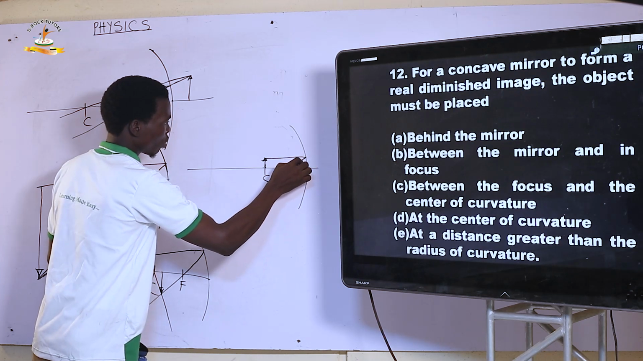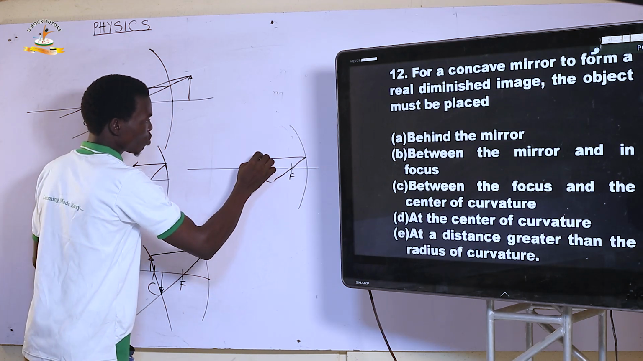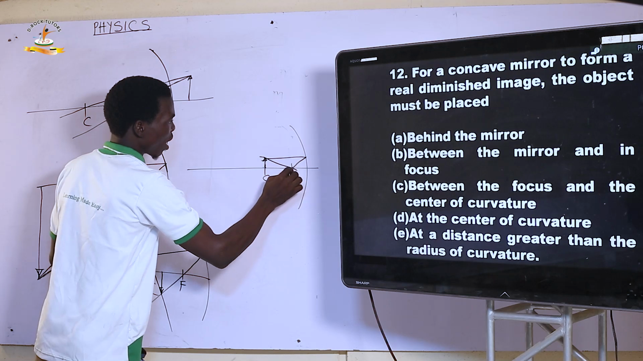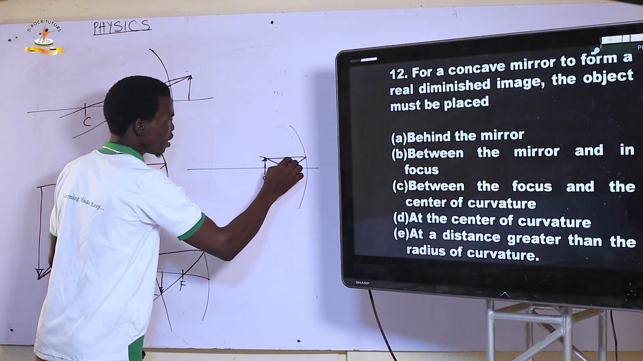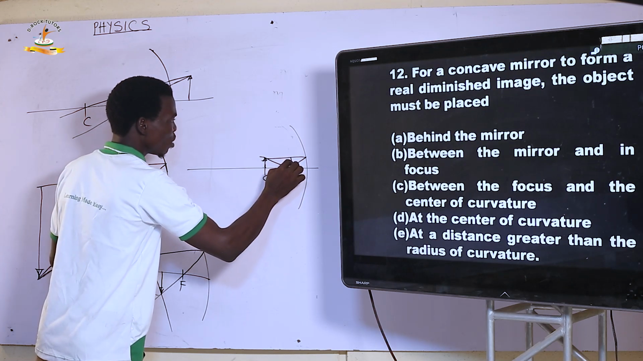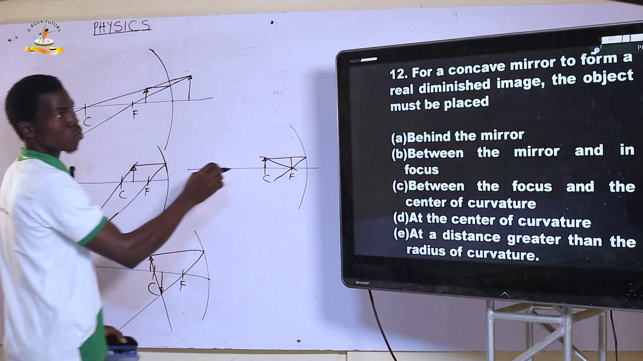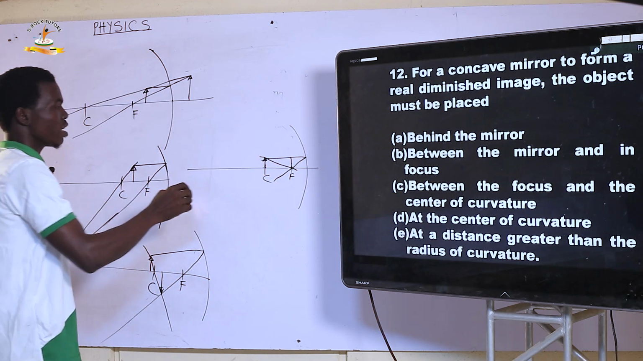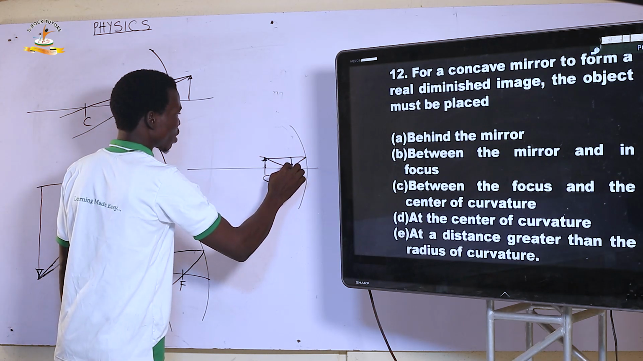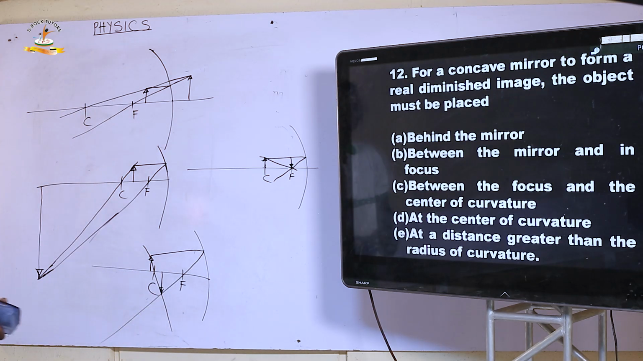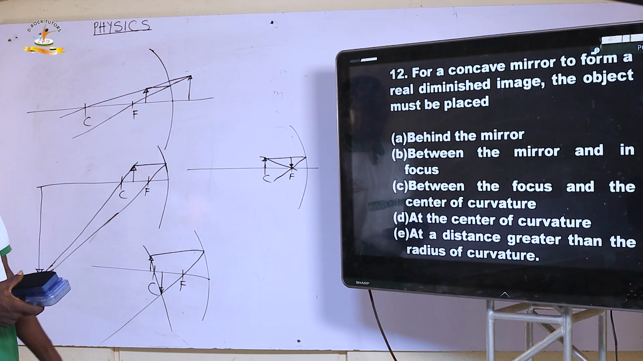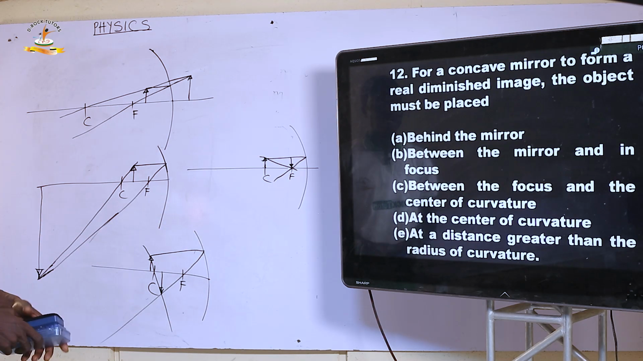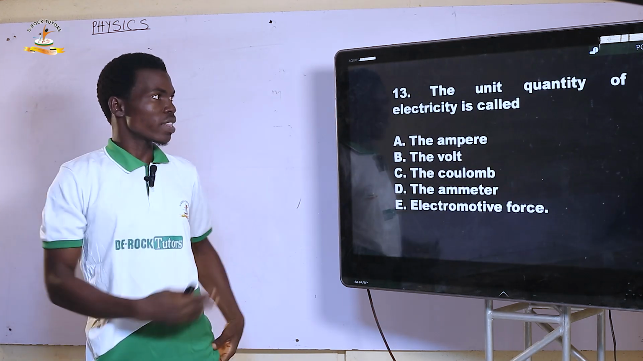We're going to have this. And what happens? It's going to give you an image that is real. Real. But this time around, it is diminished and inverted. So hopefully that is going to be the only time we have the real diminished image, that is at the center of curvature. That is going to be the correct option D.